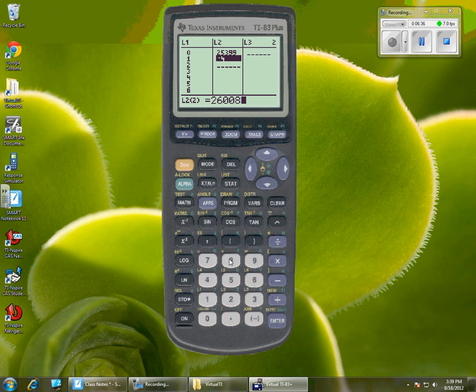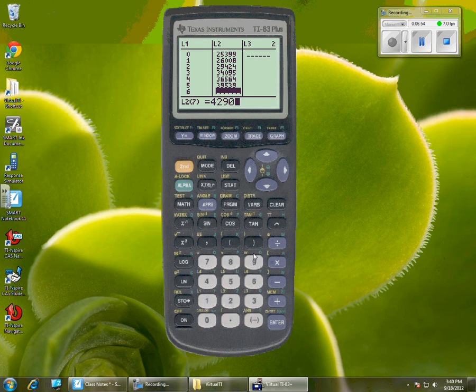26,088, 29,424, 34,095, 36,564, 39,539, 42,909, and the last one is 45,405. Okay, hit enter. Make sure that they're all matched up right. Make sure you put your data in, okay?